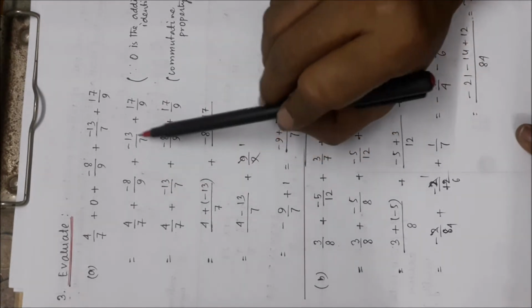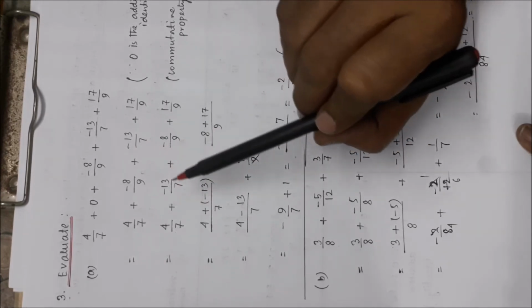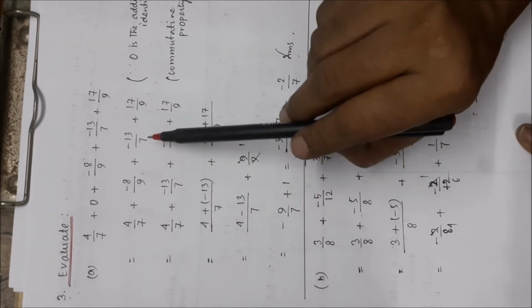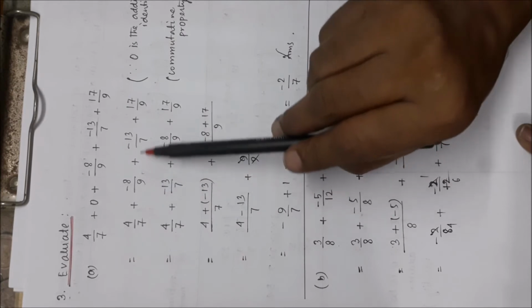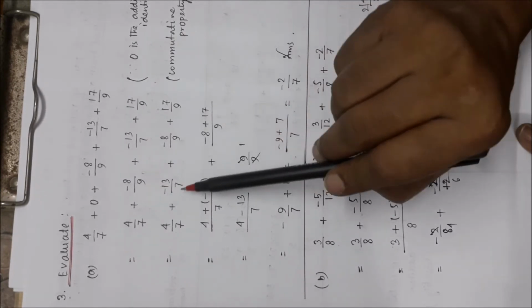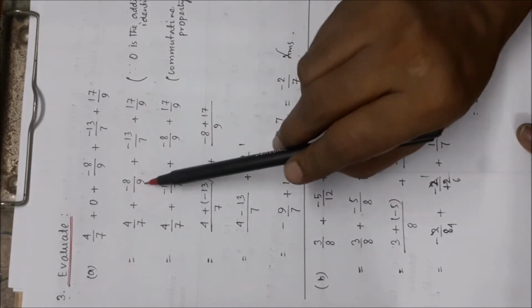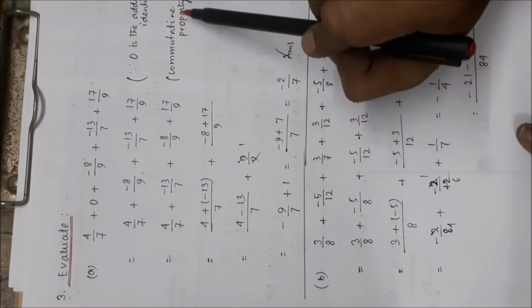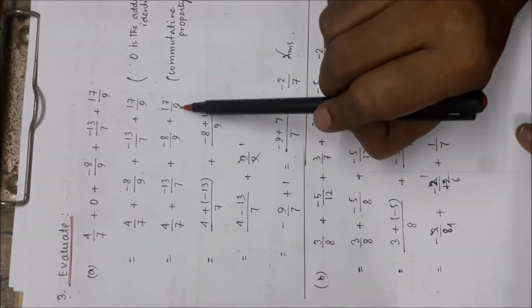Now see, I am not applying sign changes here because I want to use the property of addition of rational numbers. So I am keeping these two terms together. That means I am interchanging their positions. I am writing this first, that is plus minus 13 by 7, plus minus 8 by 9. Here I am using the commutative property. I am keeping the same denominator terms together, so it will ease my calculation.